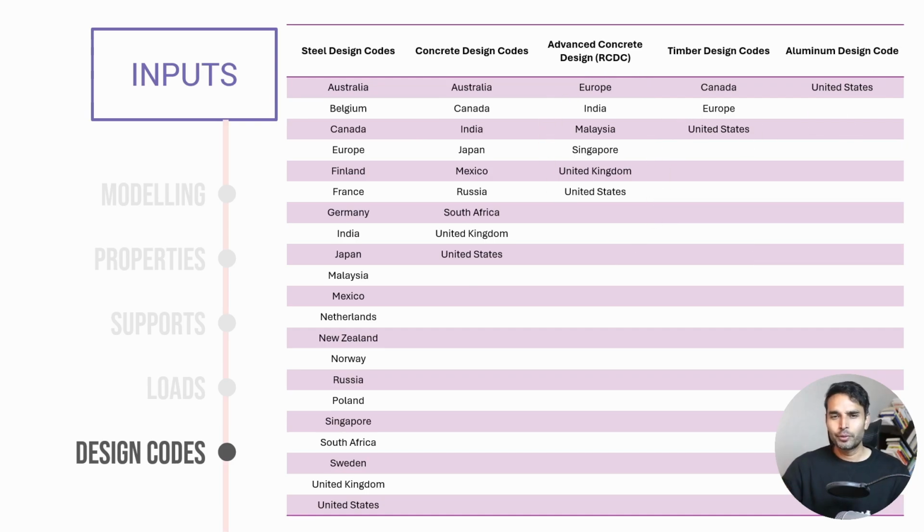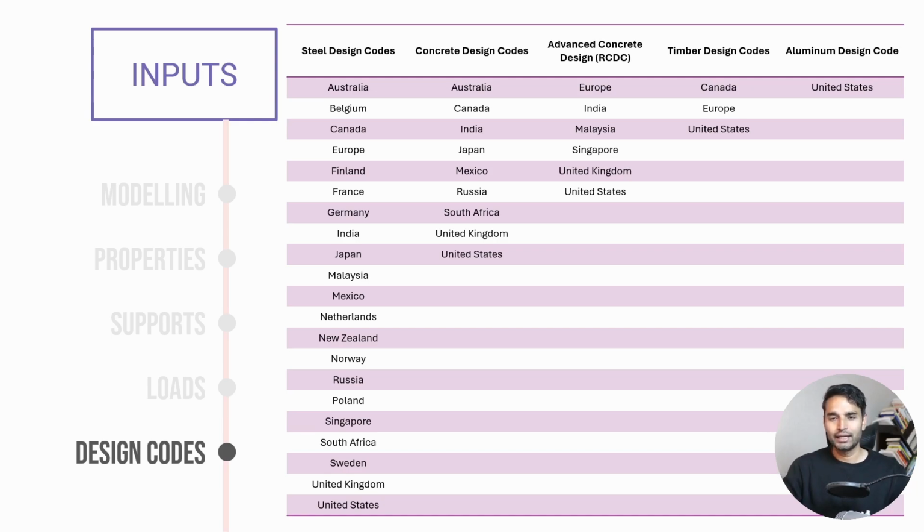Now, this is also because steel codes are generally more prevalent in different countries. Concrete is the next, while timber and aluminum are still to be developed in many of the countries. And also, STAAD takes a little bit of time to recode everything inside their software.